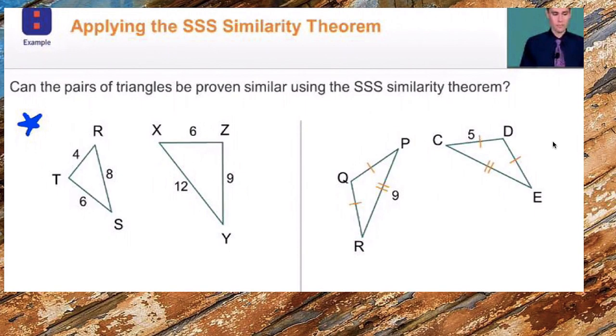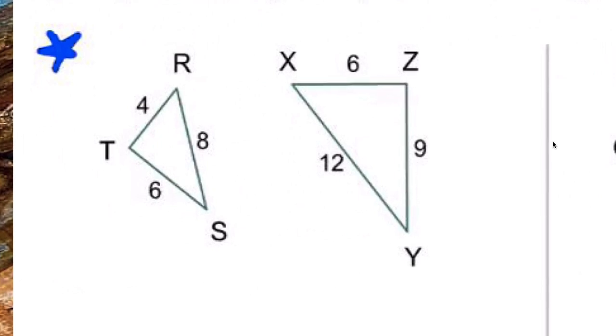Here is another style of question that Edgenuity asks using the side-side-side similarity theorem. Can the pairs of triangles be proven similar using the side-side-side similarity theorem? In order to do this, and this is two separate questions, so I'm going to zoom in here. When you're testing side-side-side, you have three sets of sides that should be corresponding.